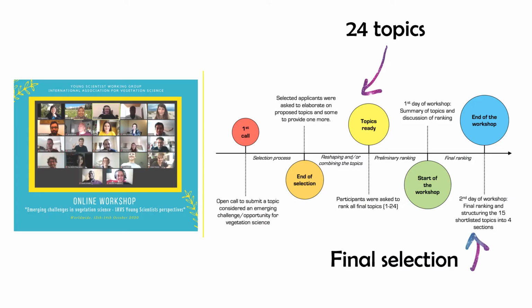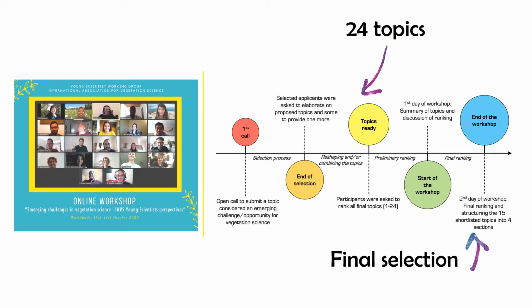This was part of one of the activities from the IAVS Young Scientists Working Group last year. So we first opened a call for anyone who was a young scientist and interested to submit a topic that they considered would be an emerging challenge or opportunity for vegetation science in the next 20 years. And once we selected some of these applicants, we asked them to elaborate on their topics, and the ones that were more experienced, so the ones that had already, for example, a PhD, to provide one more topic so we would have enough to discuss.